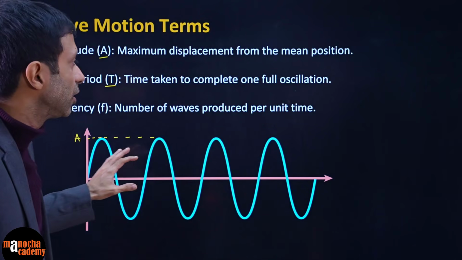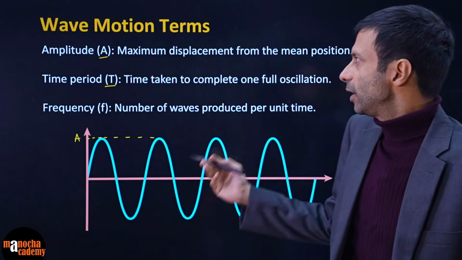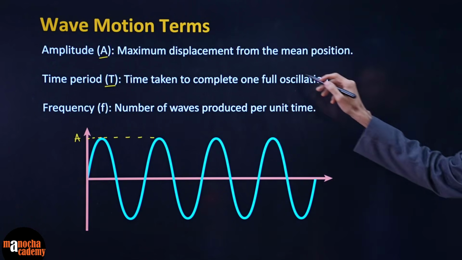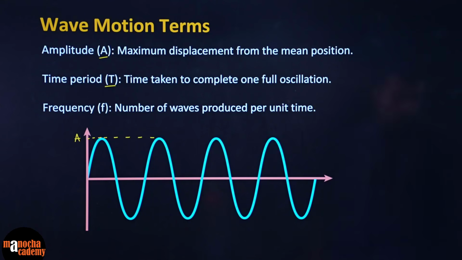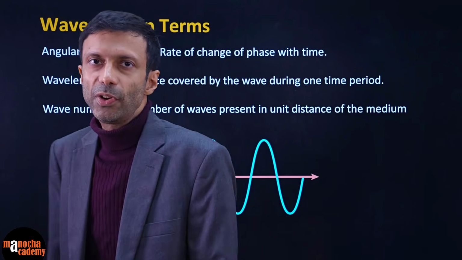These are of course the general terms. Frequency, remember, number of waves produced per unit time, and the unit is hertz. This one, the unit is seconds. Amplitude, you know, meter is the SI unit. Now angular frequency. What is angular frequency?